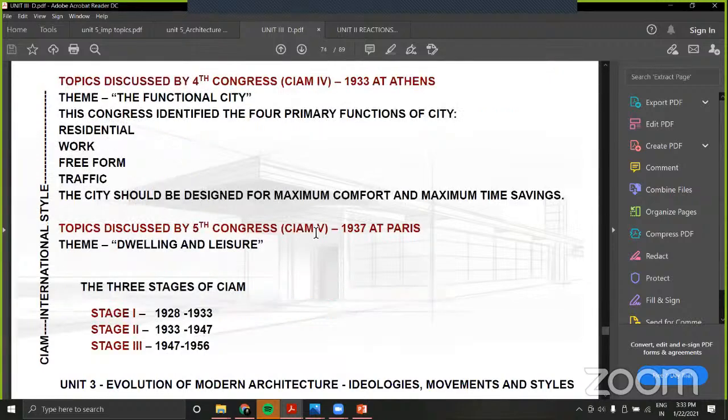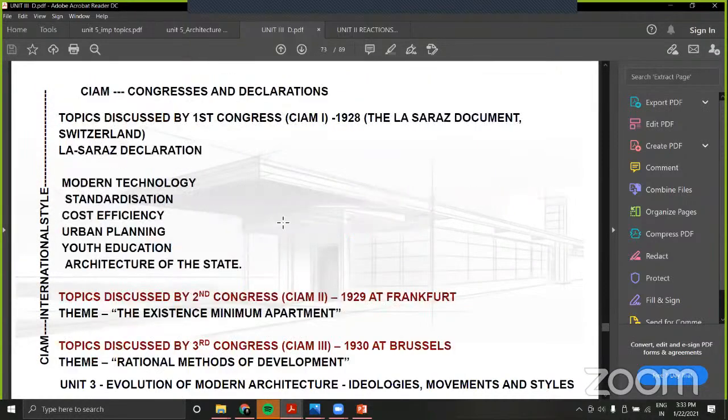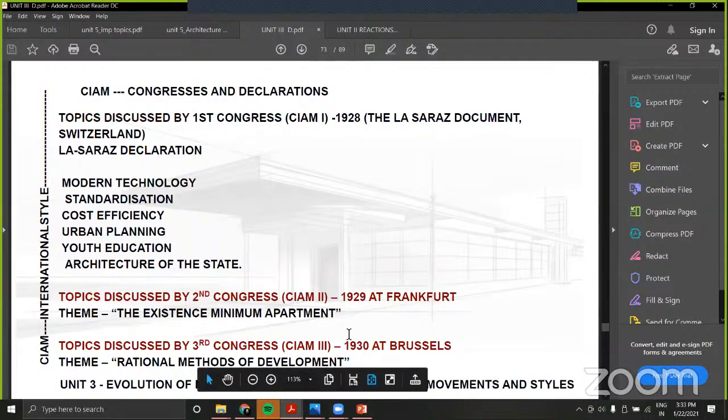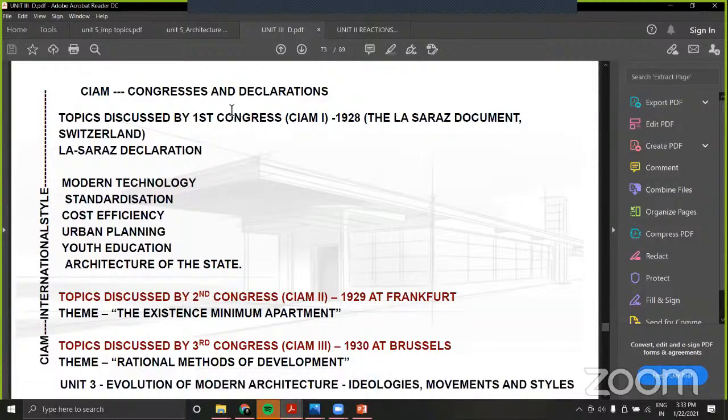There were five meetings. So you can also note down all these topics and the years, since they can be asked for 1 mark. Topics discussed in the first Congress, at La Sarraz, Switzerland, were modern technology, standardization, cost efficiency, urban planning, youth education, and the architecture of the state.